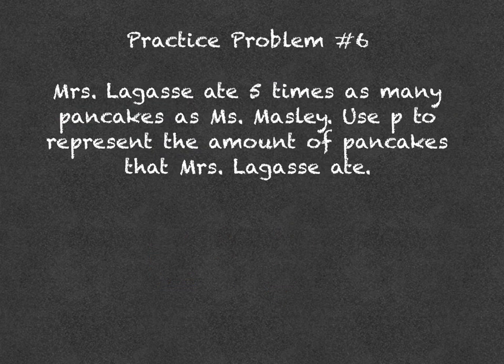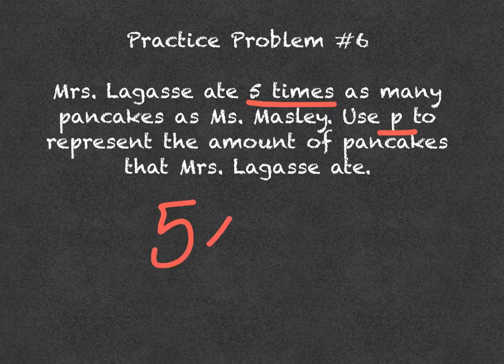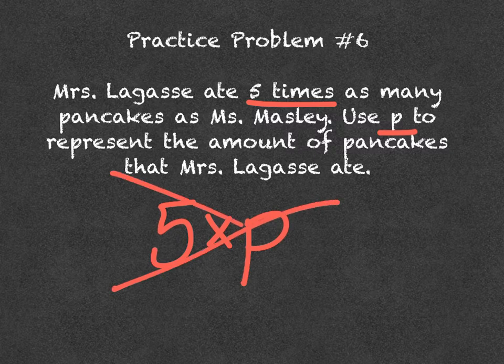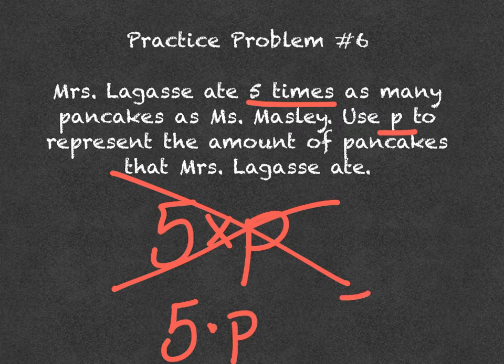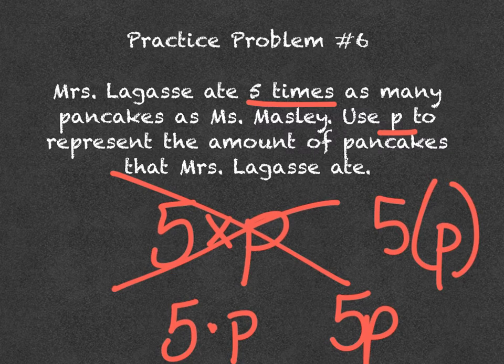Okay, number 6 says Mrs. Lagasse ate 5 times as many pancakes as Miss Massley. Use P to represent the amount of pancakes that Mrs. Lagasse ate. So let's go back and underline our important ideas. 5 times as many as Miss Massley, and then we're going to use P to represent the amount. So remember, when we do multiplication, we no longer write it like 5 times P, okay? Because that looks like a 5xp. We don't want to do that. You can either write it as 5 with the dot P, or 5P, or 5 parentheses P. Any of those will be acceptable.